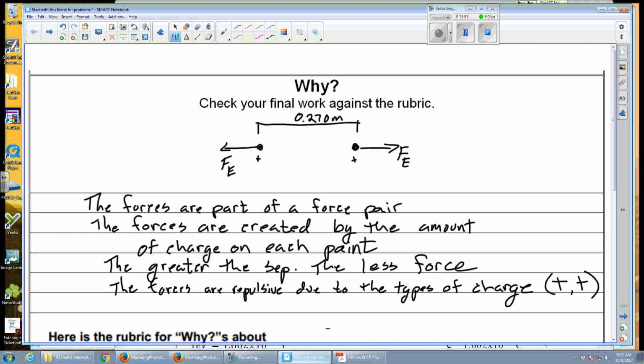Oh yeah, your test corrections are back over in the bin if you guys want those. If not, you can leave them there and they'll eventually disappear.